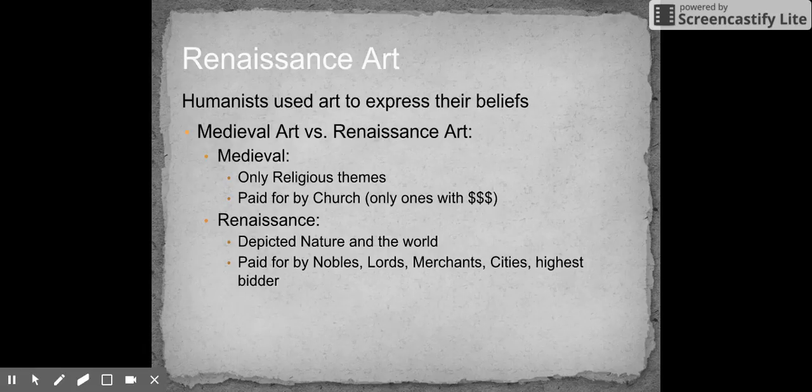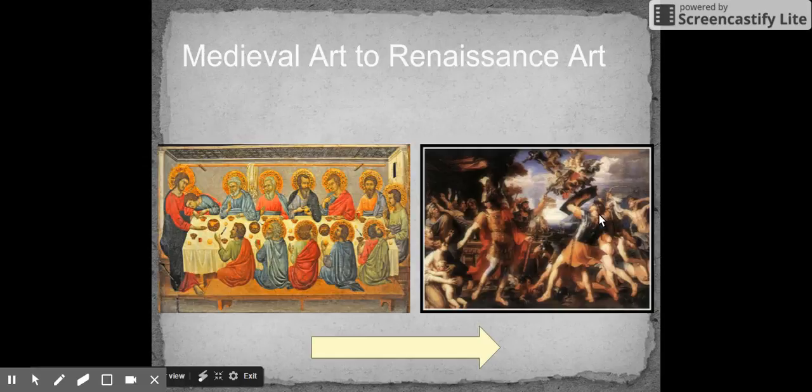Once we get into the Renaissance era, though, things start to change because the source of money for artwork changes dramatically. A lot more artwork is now going to be depicting nature and the world. You're going to see a lot of references to ancient Greek and Roman myth, which is completely opposite the Catholic Europe perspective. And again, that's because the Catholic Church is not the only one buying artwork anymore. Nobles, lords, merchants, cities, even the highest bidder would be the one taking on these art projects.